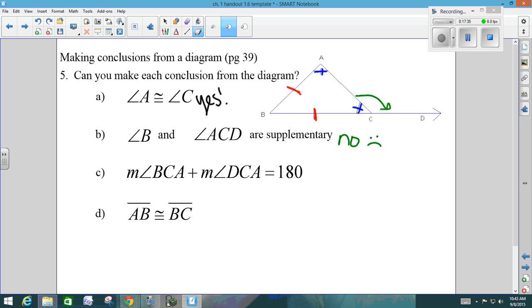Okay. Third one here, part C. The measure of angle BCA, so that'd be this guy, plus the measure of angle DCA, that'd be this guy, equal 180. Can I conclude that those two black angles would add up to 180? Why, Mason? The ones in black? This one here and this one. How do you know they add up to 180? You do not know? Colleen?